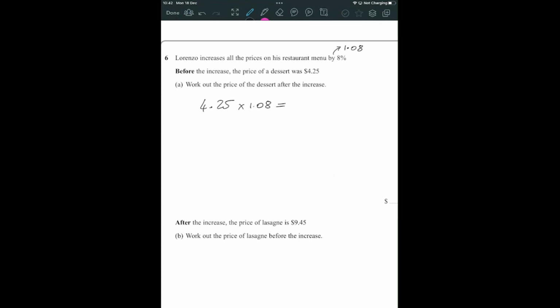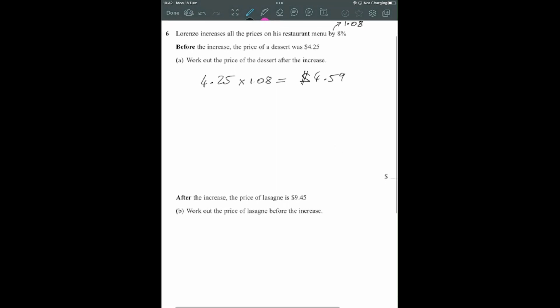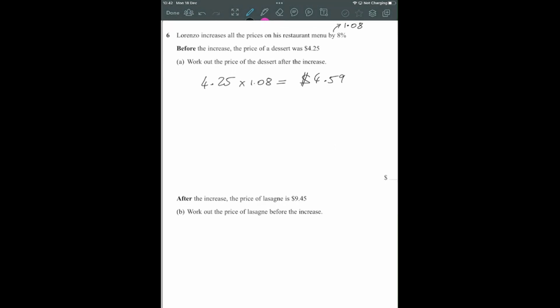which is, this is where I failed to do the symbol, 4.59. After the increase, the price of lasagna is $9.45.